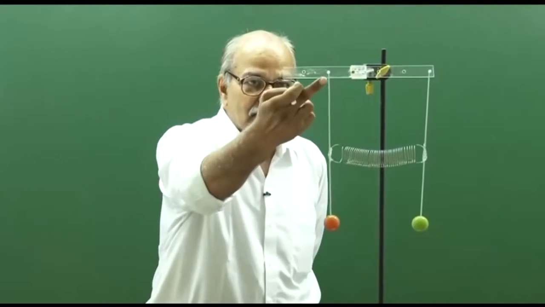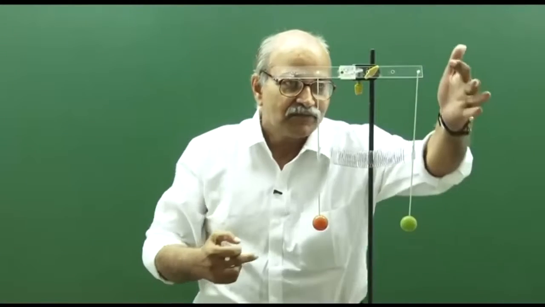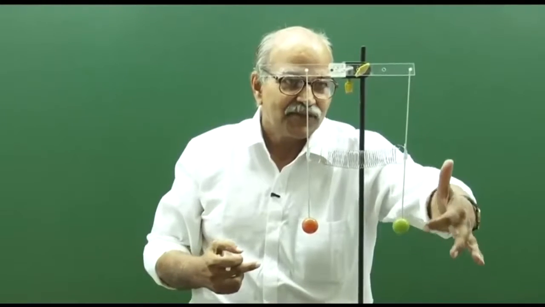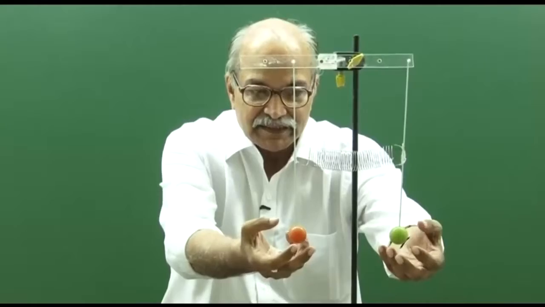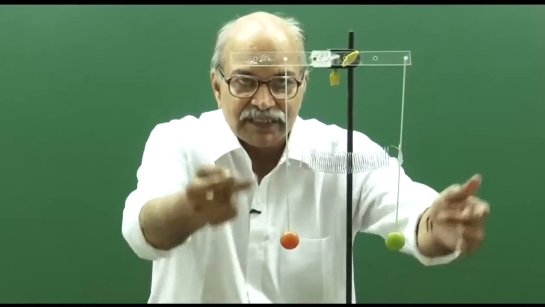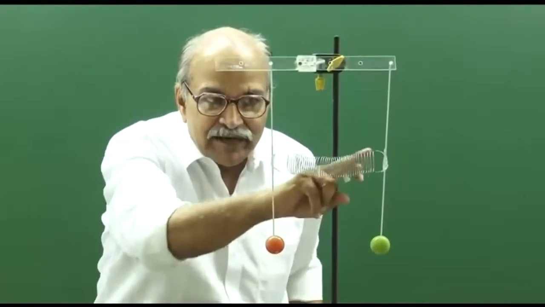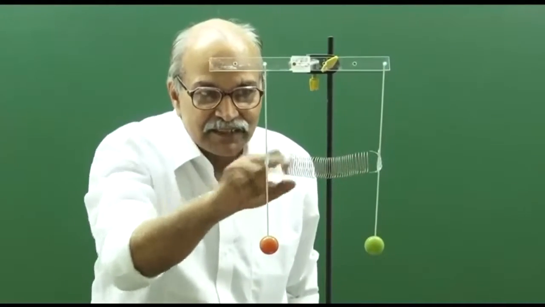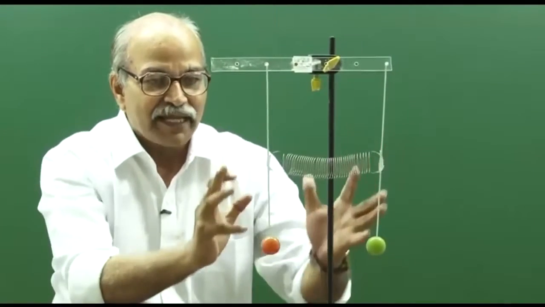You have two light rods, these are actually cycle spokes, and these two are balls which are attached to these light rods, and they are suspended through these holes. And the spring that you are seeing here, which is connecting the two rods, is essentially the interaction mechanism.